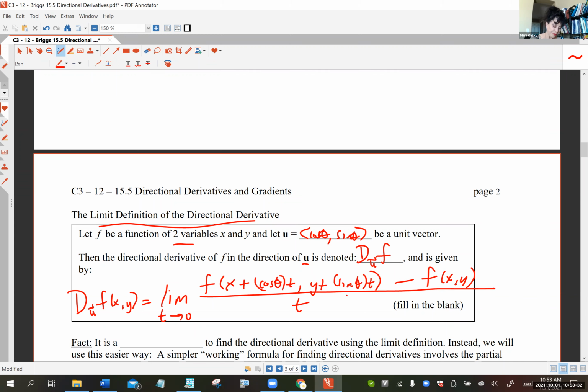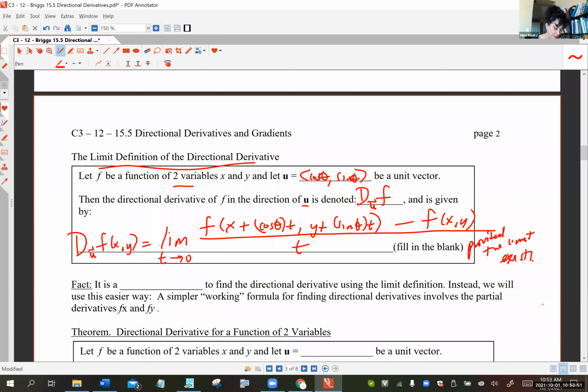Okay. Good news, we're not going to use the limit definition. Oh, why'd you do it? Well, for your edification. Now, of course, provided the limit exists, because if it doesn't, and it might not, it's not always does your limit exist when you're doing derivatives, right? So, because it is a challenge to find directional derivatives using a limit definition, we're not gonna. Yay!